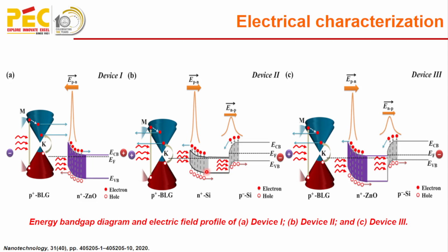Similarly, in device 2, there is a heterojunction between the graphene and silicon, and a homojunction between the silicon and silicon. There is a generation of electric field at the heterojunction and the homojunction. This electric field helps to separate the charge carriers. Similarly, in device 3, we have the heterojunction between the silicon and bilayer graphene and between the silicon and zinc oxide nanowires. And there is also generation of an electric field which will separate the charge carriers among the devices.